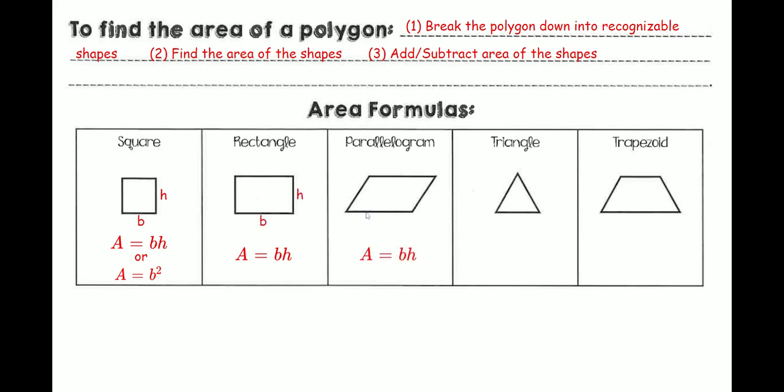The area of a parallelogram is also base times height, but in this case, the height of a parallelogram is not the diagonal length. It's the length from one base to the other, and it forms a 90-degree angle. Area of a triangle is half the base times the height, or the way I'm typically going to write it, base times height divided by 2. And finally, our trapezoid is half the first base plus the second base times the height. The way I'm typically going to present it is base 1 plus base 2 times the height divided by 2.